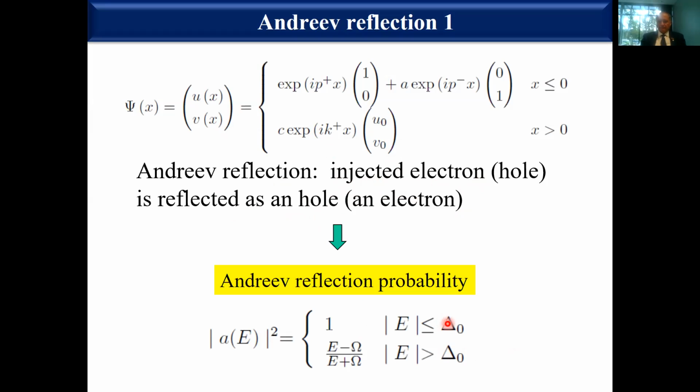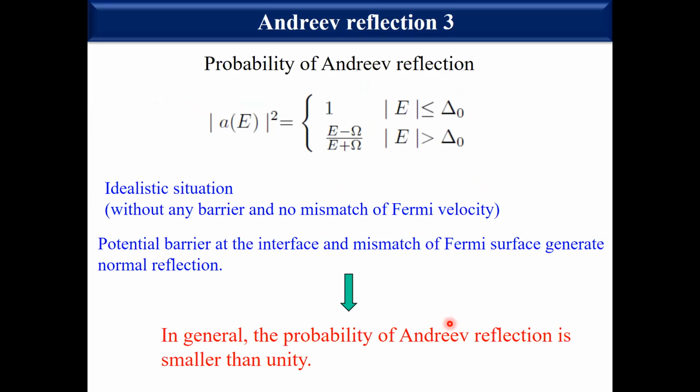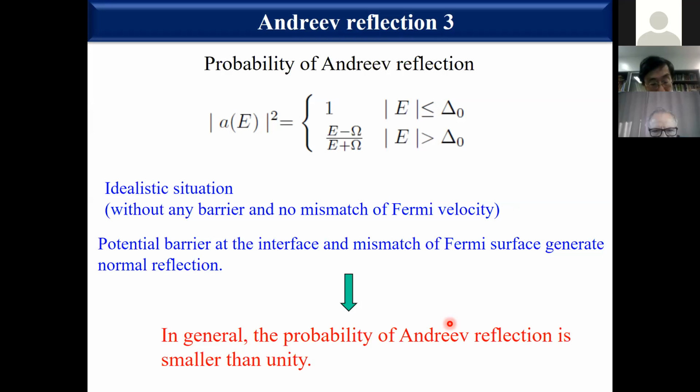In the energy gap, the Andreev reflection probability becomes unity. So all electrons are returned back as a whole, as far as there is no barrier, namely the transparency in the normal state is unity. But it's quite an idealistic situation. In real materials, such things are difficult to realize because there should be a potential barrier, or a mismatch of the Fermi surface inevitably exists. So in general, the probability of Andreev reflection is smaller than unity. This is an important point.